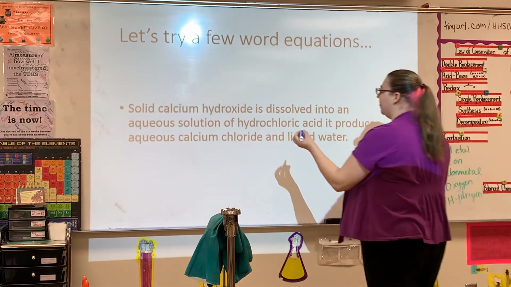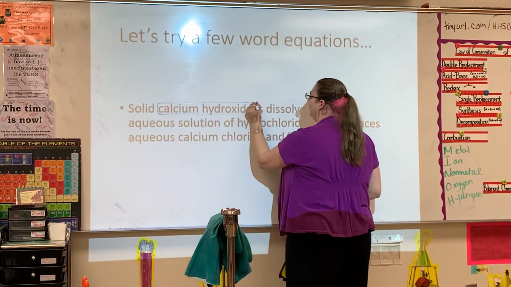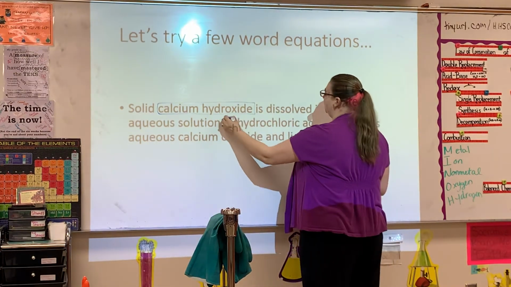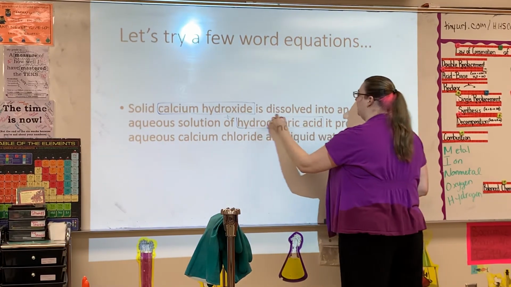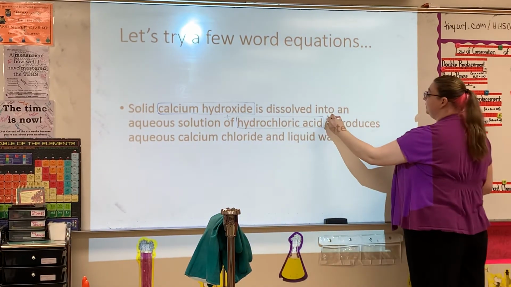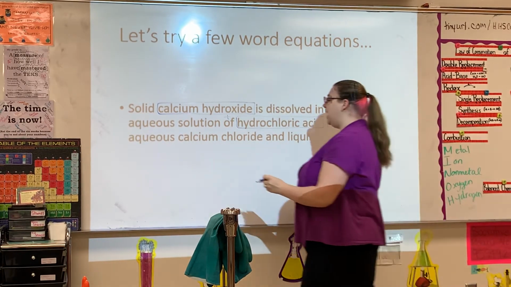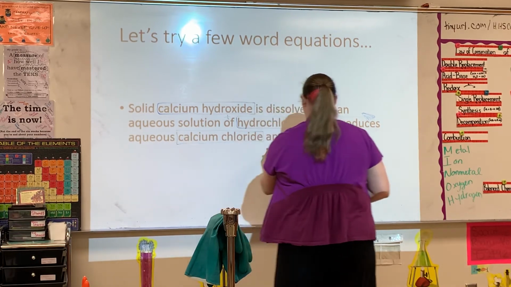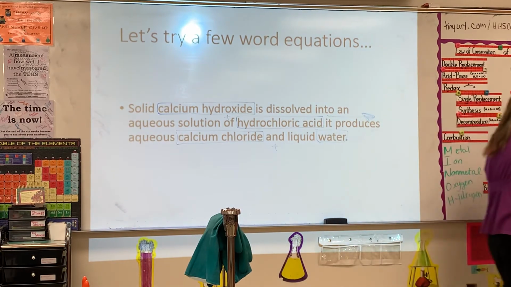Okay. We have calcium hydroxide. Let's go ahead and put our compounds in a box. It is dissolved into a solution of, so this is a plus, we're putting them together, hydrochloric acid. Put it in a box. It produces, there's our arrow, that's what we're making, calcium chloride. Let's put calcium chloride in a box. And that's a plus, liquid water. Let's put water in a box.